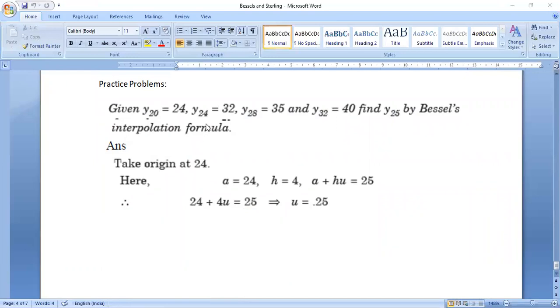And this is a practice problem. Here y20, y24, y28, y32, all the values are given. So we are going to find y25 by using Bessel's interpolation formula. Now we are taking x naught, that is the origin, as 24, because we are going to find the value for 25, and 24 is very close to 25. So we can proceed with the problem by using the previous method.